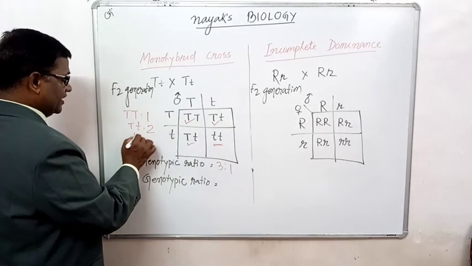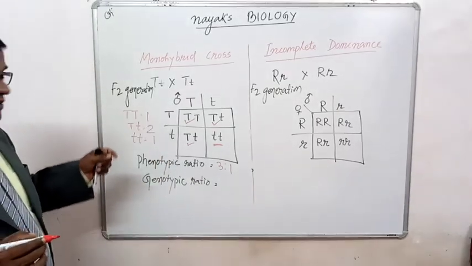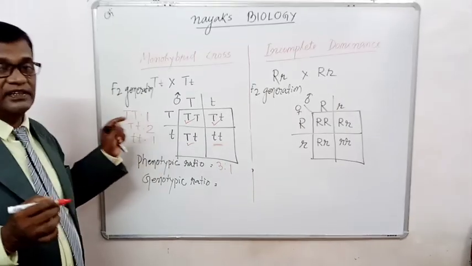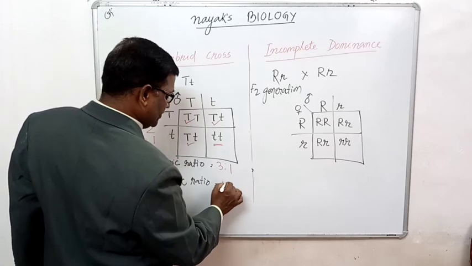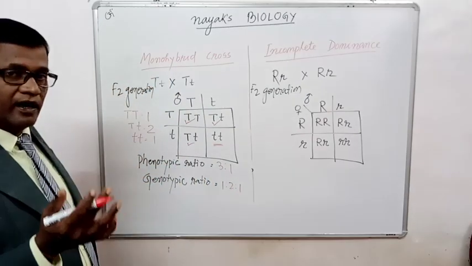And small t, how many did it get? Only 1. That means there are different types of genetic constitution we find in the F2 generation of the monohybrid cross. And what is its ratio? 1:2:1. Is it clear? I will repeat.